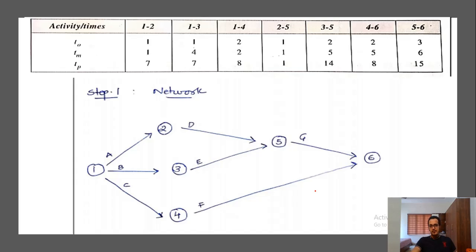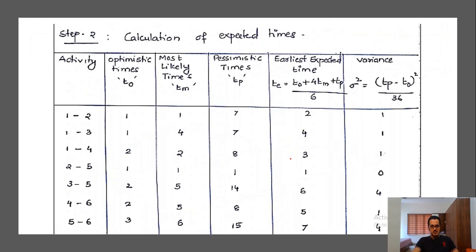So based on the given data, we have developed the network like this. Okay, coming to step 2, calculation of expected time. Just like what we did in the previous problem, we have mentioned all the values in a table with 6 columns. First, coming to the first column, you can check here. The first column is activities, which is given in the question. TO is given. Most likely time is given.